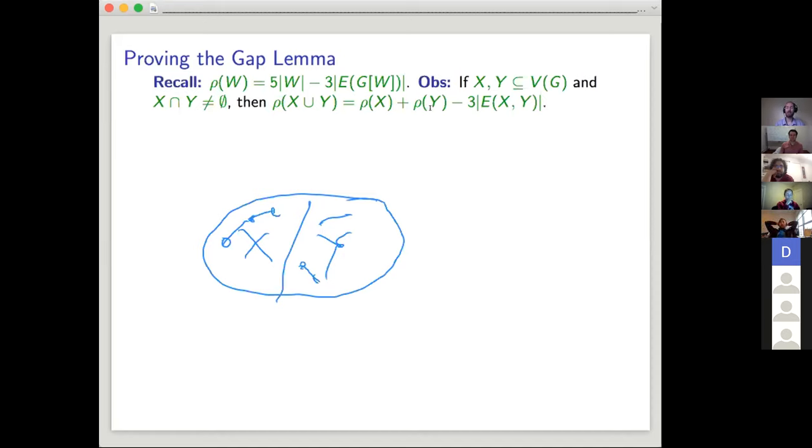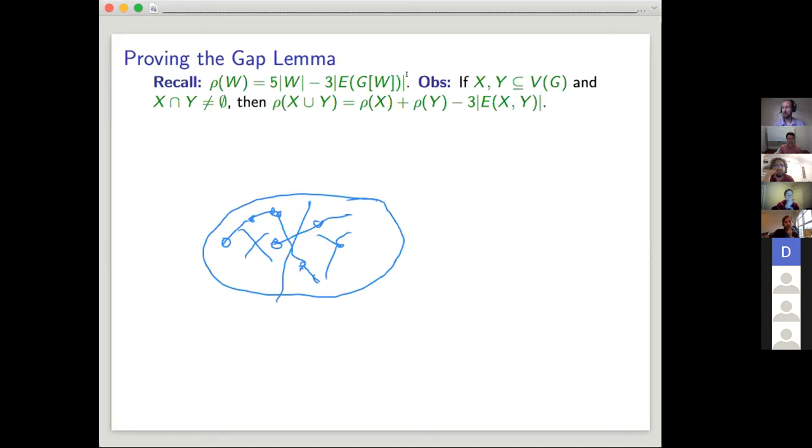The only things you have to account for are edges that go between these two parts. They're not counted when you look at just the subgraph induced by X, and they're not counted when you look at just the subgraph induced by Y. So basically the proof here is that every vertex and edge in the subgraph induced by X union Y is either over on this side and gets counted by rho X, or over on this side and gets counted by rho Y, or it's an edge going between the two parts, and then you have to add it in here and account for it here. Essentially this comes from the fact that this function is sort of modular.